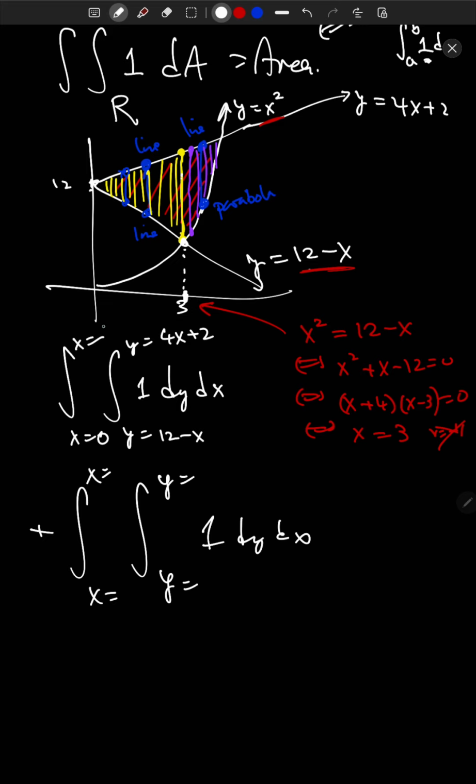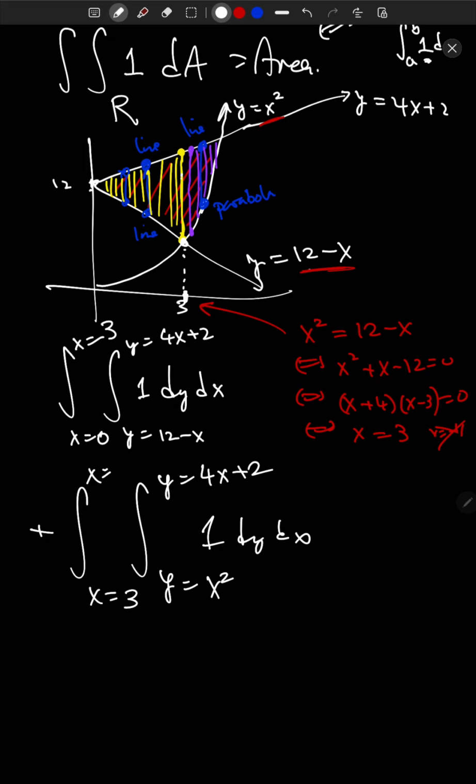Right? So we go from 0 to 3 for our first integral. Okay, our second integral is going to go from, like we said, the parabola up to the upper line. The parabola is x squared, so y equals x squared. The upper line is 4x plus 12. We start our vertical lines where we left off, so that's at x equals 3.